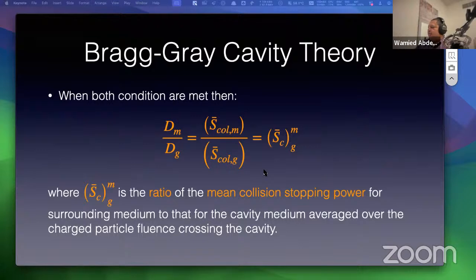So what we need to do is look up, for example, the fluence of the charged particles crossing the cavity, and then look up tables to get the mean stopping powers for the medium and the mean stopping powers for the cavity material. These are how the doses are related by this equation.